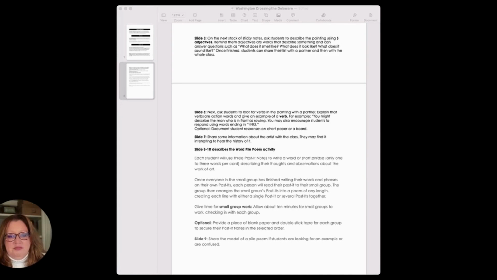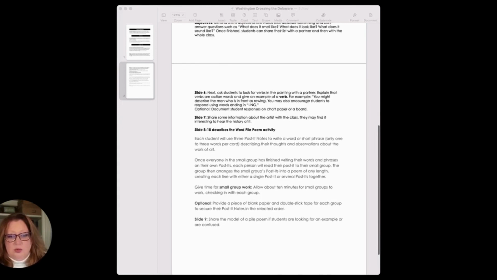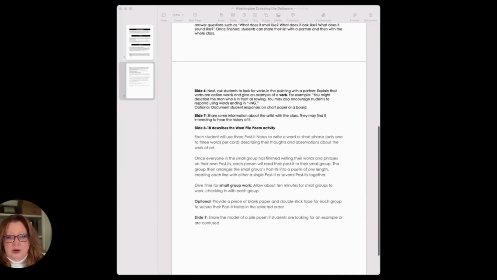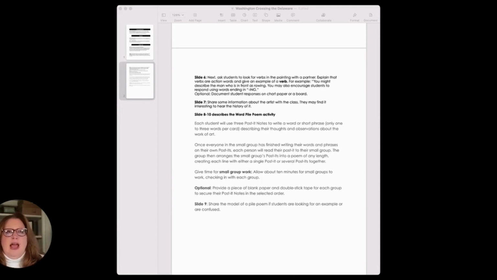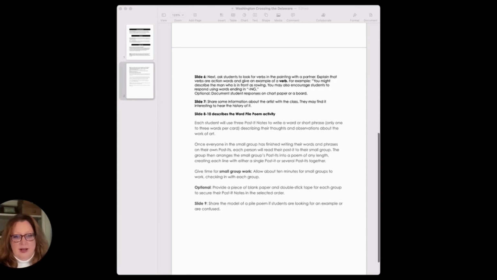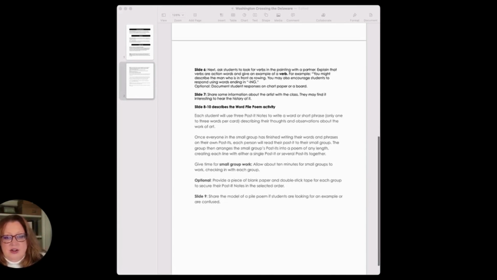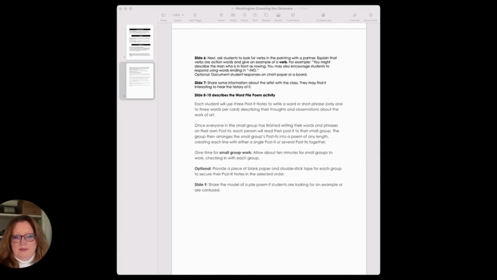But then we go straight into the word pile poem activity, which is when the students are going to use their post-it notes of an adjective, a noun, and a verb to write a short phrase that describes their thoughts and observations about the work of art. So we are describing this work of art, perhaps responding. I'm not sure that we're yet interpreting that piece of artwork. And then when everybody in the small group has finished writing their words and phrases, they'll read it together as a small group, and then, using small group work, create a collaborative poem together. Okay, so in general, I'm going to come back to you.